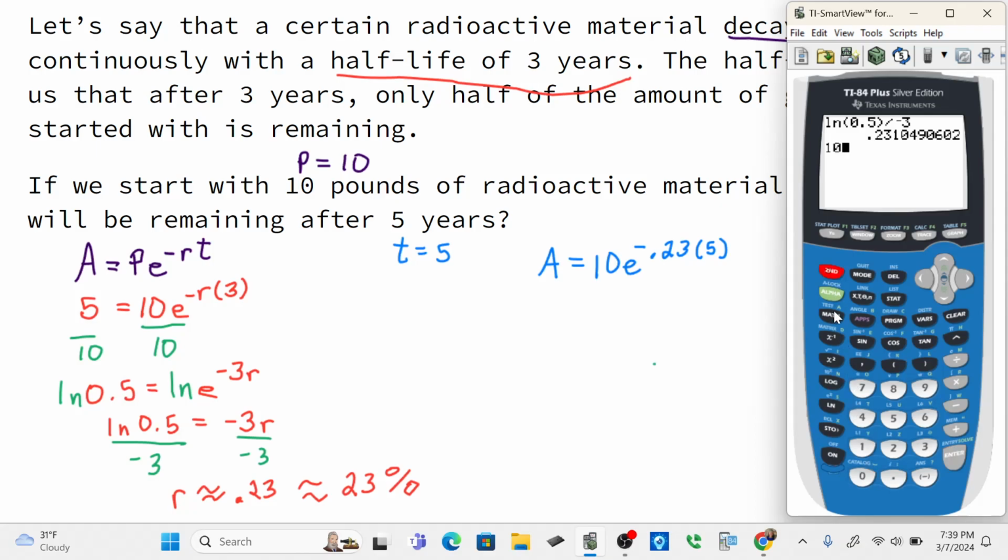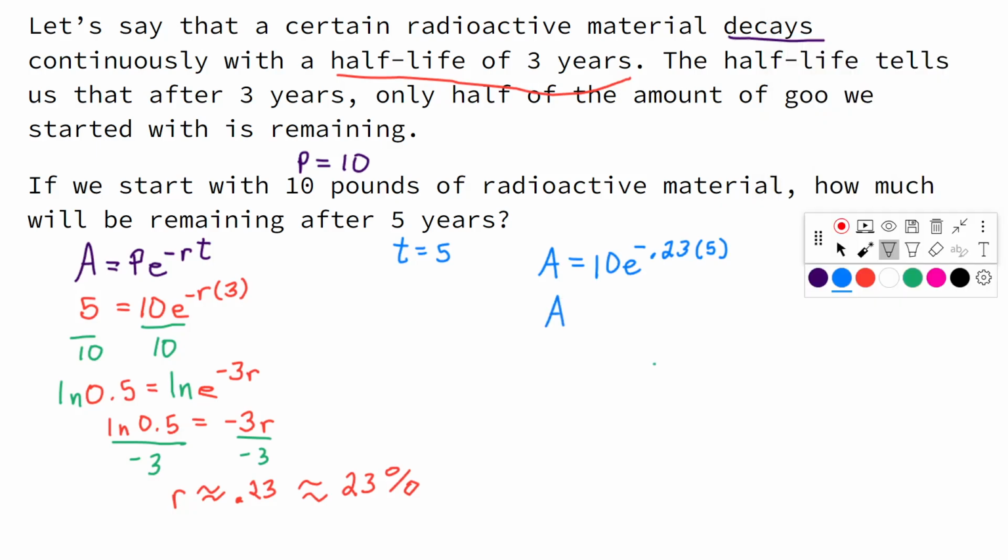Times e, so that's the second natural log button, negative 0.23 times 5. And we get approximately 3.17 pounds of radioactive material left after 5 years, if we start with 10.